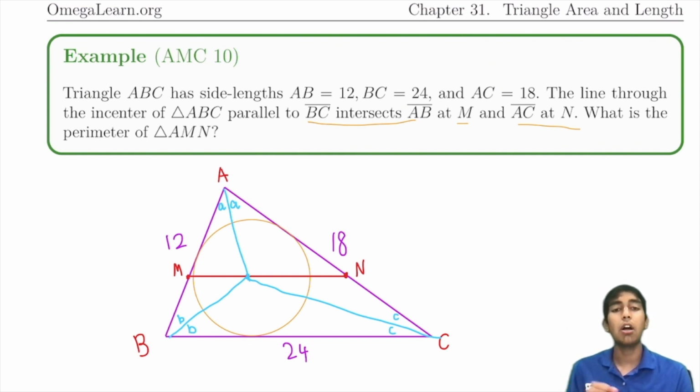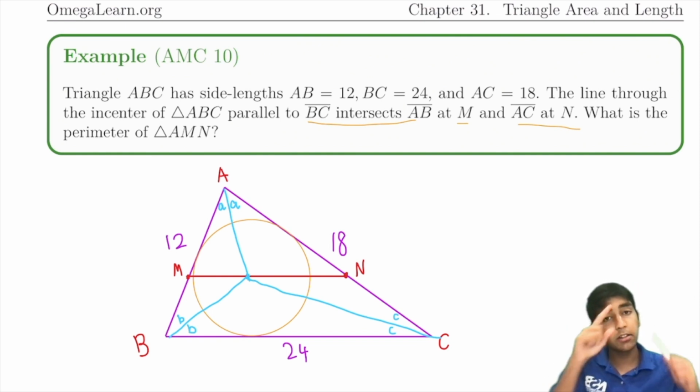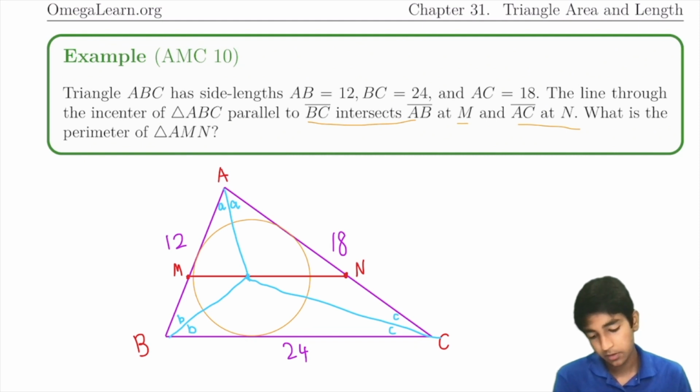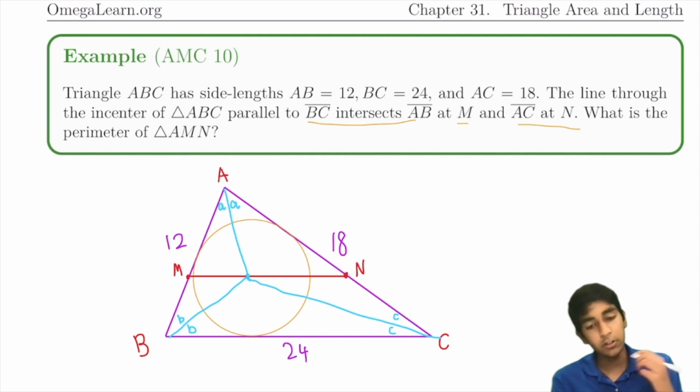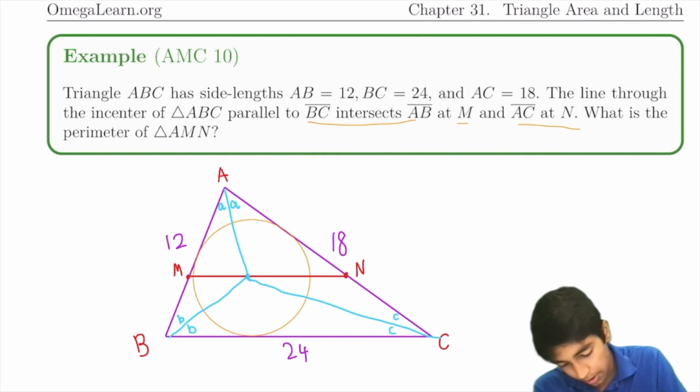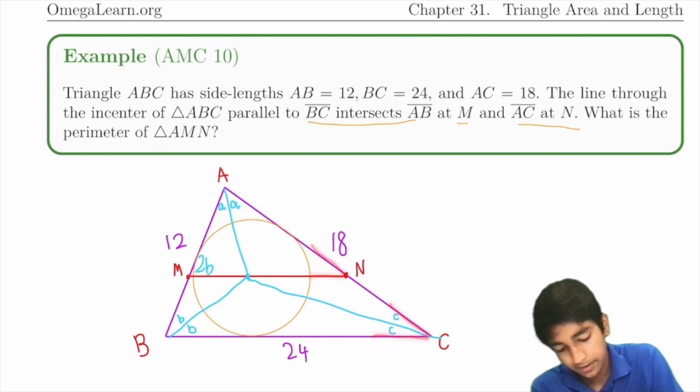A good strategy in problems, especially geometry, is to look for information we haven't used. Parallel lines. We've used the incenter condition. How do we use the parallel line condition? Well, you might remember angle chasing formulas. There's corresponding angles. This angle is equal to that angle. So that must be 2B. And similarly, this angle equals this angle, 2C.